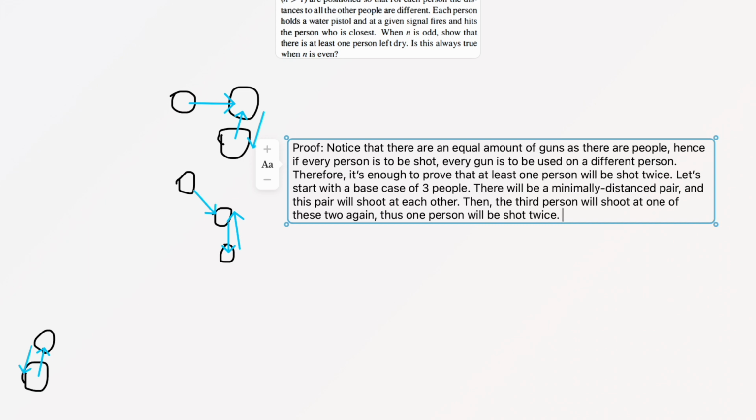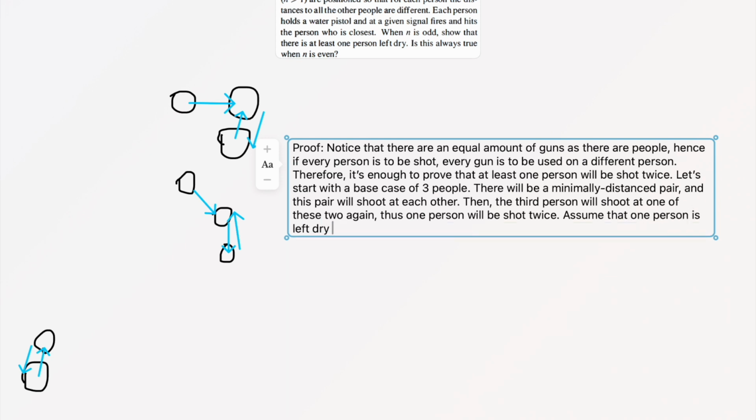Now we're going to do the induction hypothesis step, which is kind of just saying, assume that one person is left dry for n people. We just need to prove that it's true for n plus 2 people, since we're incrementing by every odd number.